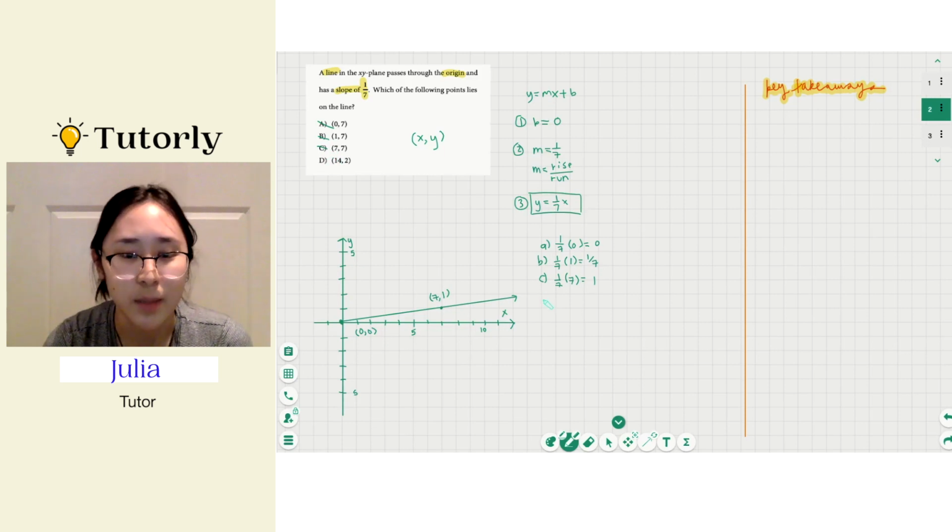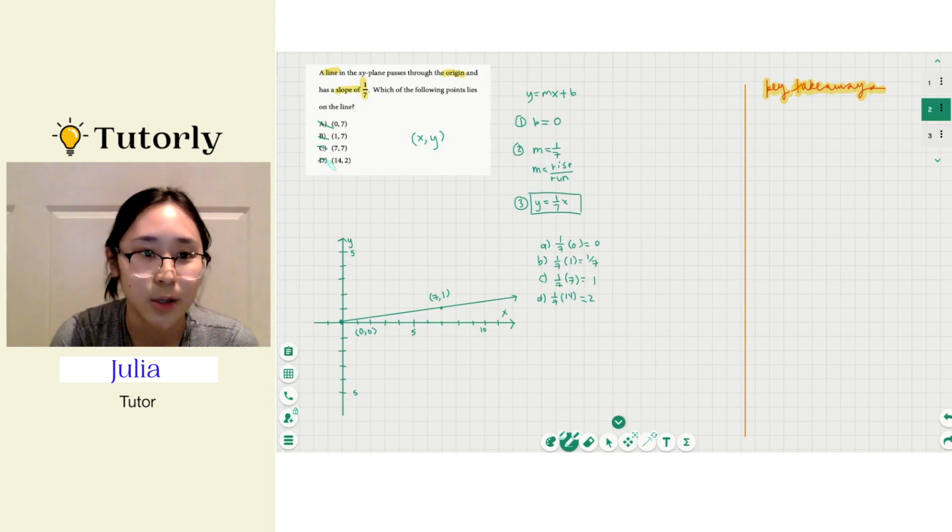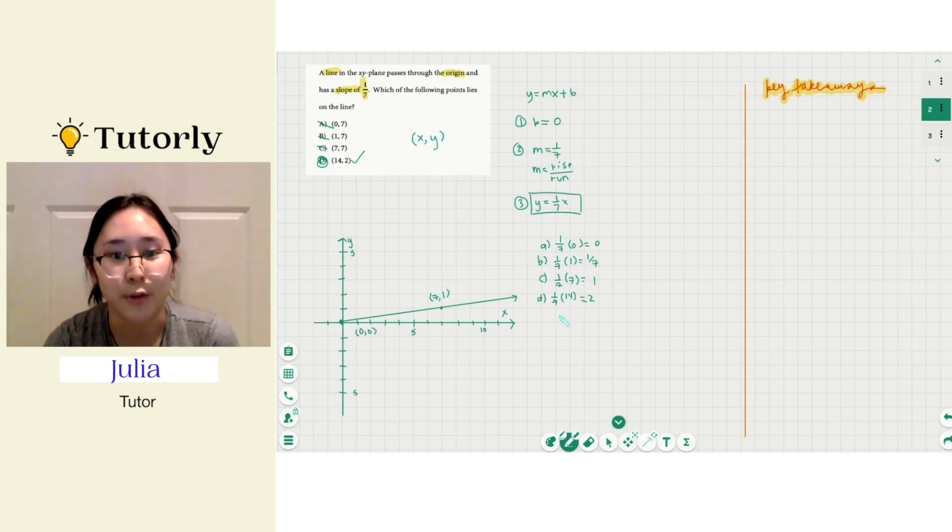So by process of elimination, we know that D is going to be correct, but it always is good for you to double check. So we have 1/7 times 14, and that will give us 2. And we see that 14, 2: 14 gives us an output of 2. That means that D is the correct answer choice. And that's the point that lies on the line. So 14, 2 is the point that lies on the line with this equation of y equals 1/7 x.